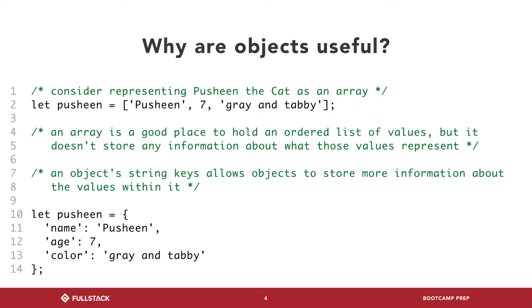Sure, if I keep it in an array, I can probably infer what those things are. If I put it in an object and I give Pusheen the key of name, 7 the key of age, and then Gray and Tabby the key of color, well, now anyone reading this, there's no ambiguity, right? Name is Pusheen, age is 7, color is Gray and Tabby. So one of the more applicable use cases of objects is it really makes it easy. It gives you additional context or additional information about what you're looking at.